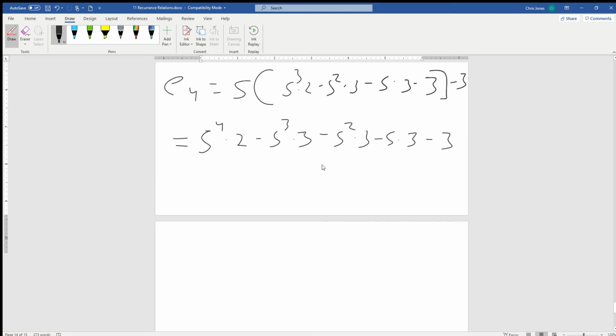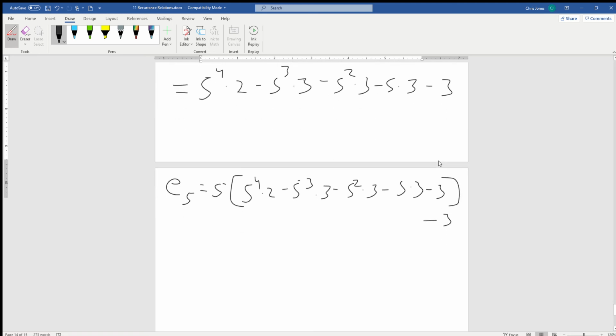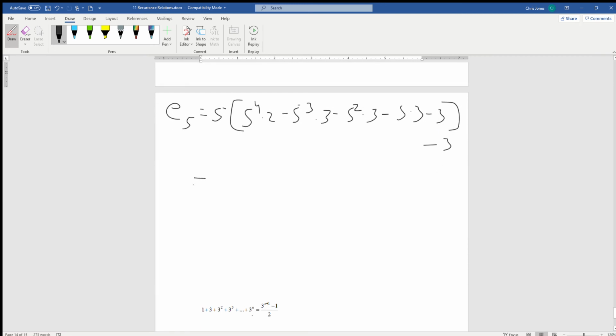And let's just do one more iteration. So e sub 5 is going to be 5 times all of that mess that we just had. So 5 to the 4th times 2 minus 5 cubed times 3 minus 5 squared times 3 minus 5 times 3 minus 3 minus 3. Or another way to write that, 5 to the 5th times 2 minus 5 to the 4th times 3 minus 5 cubed times 3 minus 5 squared times 3 minus 5 times 3 minus 3.